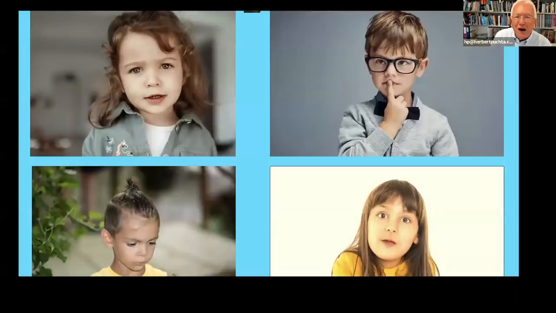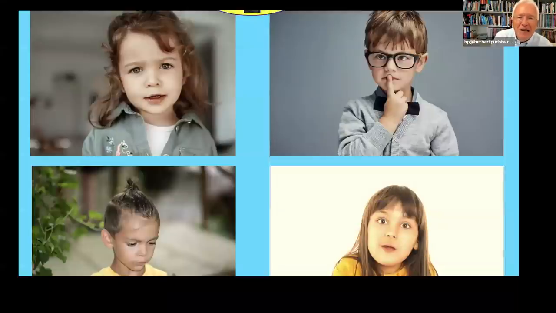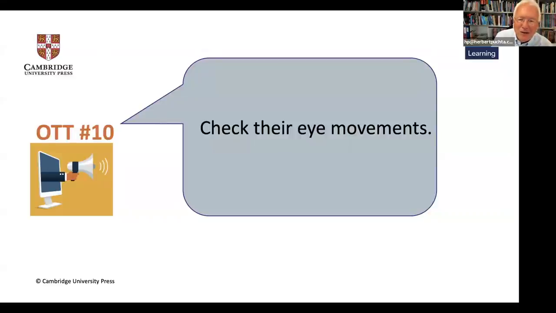So when you, for example, want to have eye contact, if these are four students in front of you, and you want to have good eye contact with the girl in the down right picture, don't look at her eyes, because this will actually create an impression you're looking somewhere completely different. You actually need to look up there at the camera if you want to give the impression that you are keeping good eye contact with the learners.